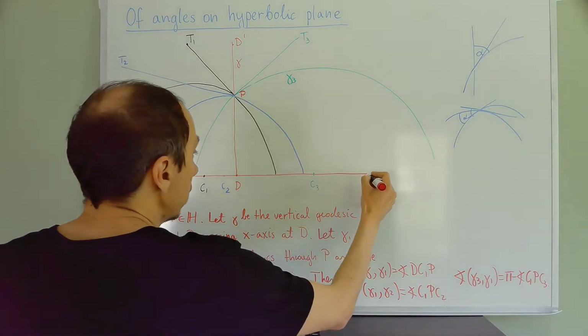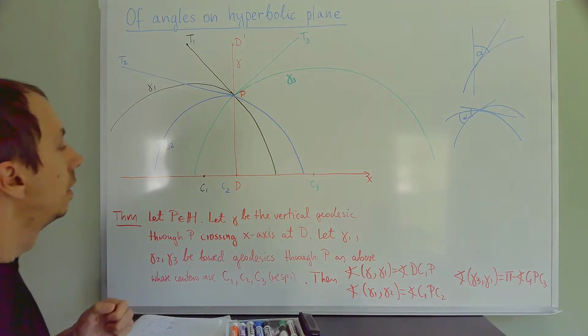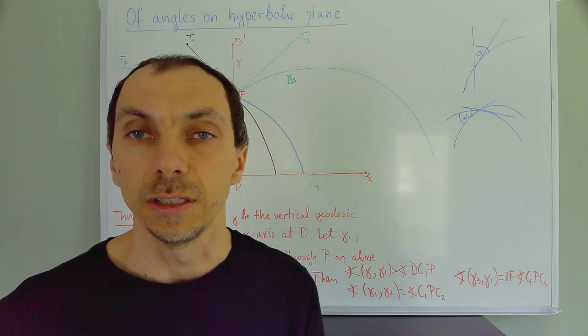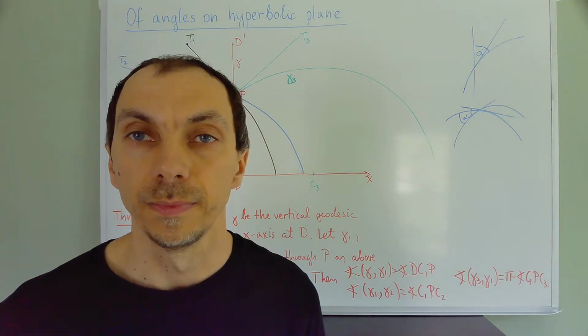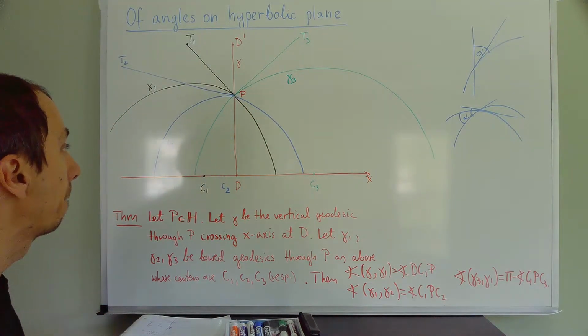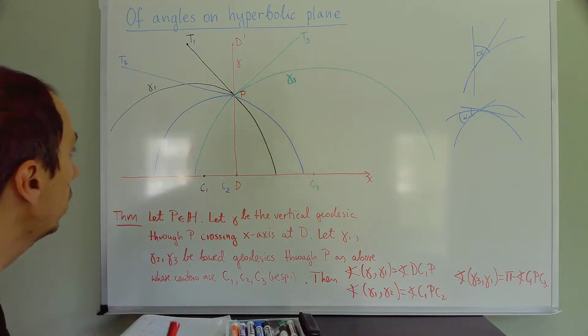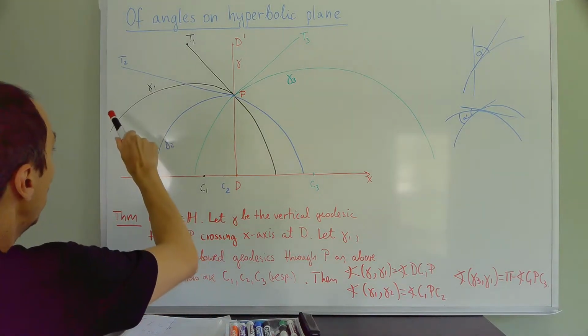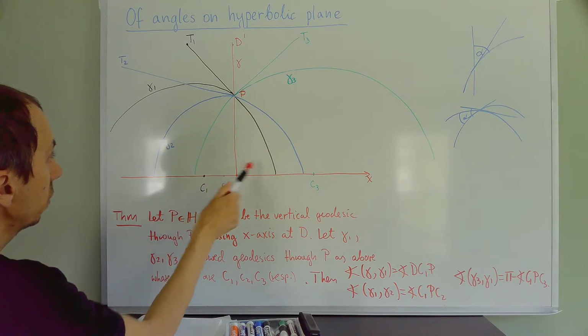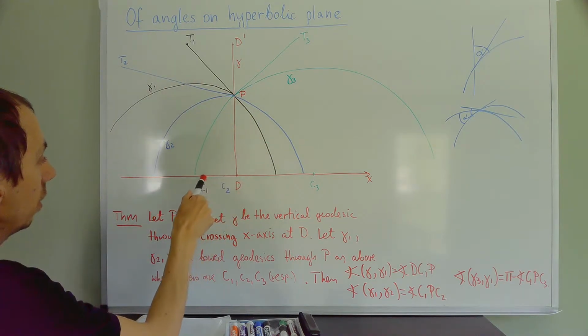So this is the x-axis. To be D. And then I denote the point past B on the same line by D prime. And then I draw three more geodesics. One would be gamma 1, a geodesic centered at point C1, so that's the black one. C1 here.